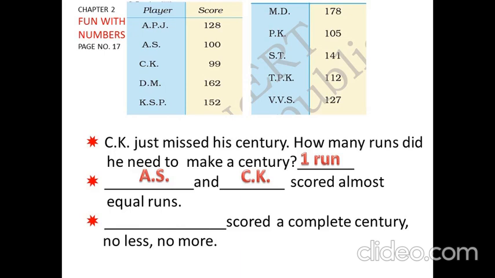Dash scored a complete century. No less, no more. Now find out from the scorecard who has scored a complete century. Means 100 runs. No less, no more. Correct. AS scored a complete century.